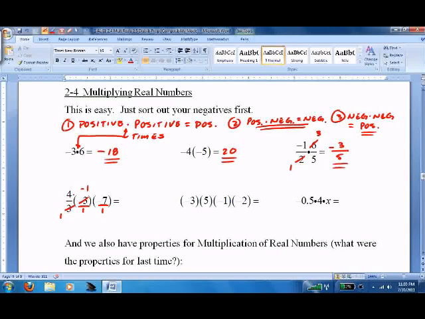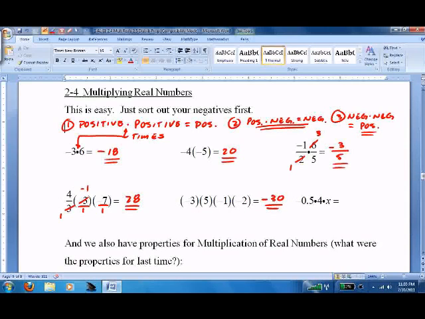So positive times a negative times a negative. There's 2 negatives, and we know that a negative times a negative is a positive. Positive times a positive is a positive. So we get positive, which we don't write. 4 times 1 times 7 is 28. Negative times a negative times a negative is a negative. 15 times 2 is 30.